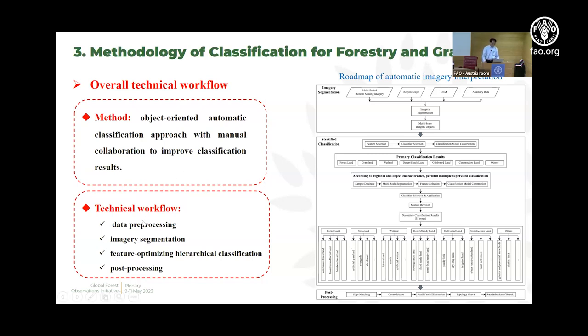The procedure is not complex: data preparation, the segmentation, and the important thing is the feature optimization, then classification and post-processing. This is the roadmap. First is image segmentation, then the stratified classification. Finally, we get 38 classes.